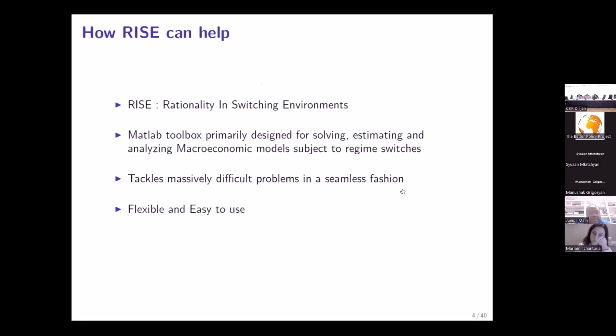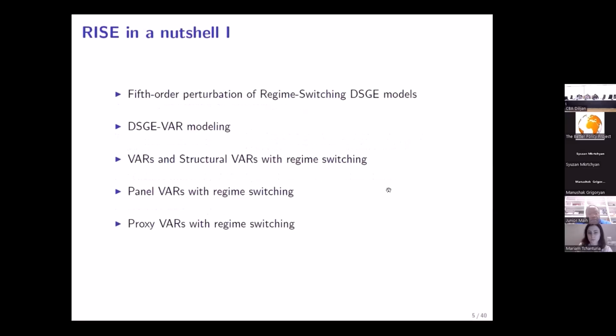Okay, how can RISE help? Well, RISE stands for Rationality in Switching Environment. It's a MATLAB toolbox primarily designed for solving, estimating, and analyzing macroeconomic models subject to regime switches. RISE tackles massively difficult problems in a seamless fashion. It's flexible and very easy to use. In a nutshell, what RISE does is solve fifth-order perturbation of regime switching DSGE models.